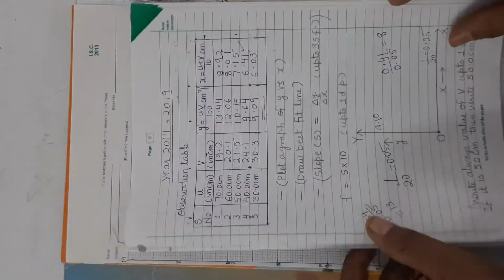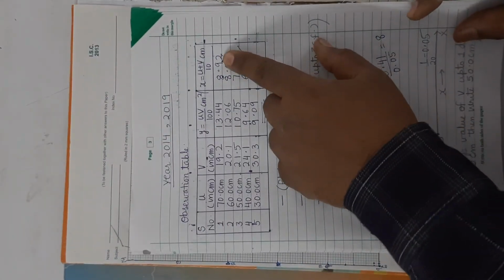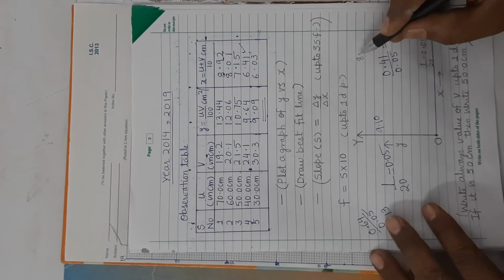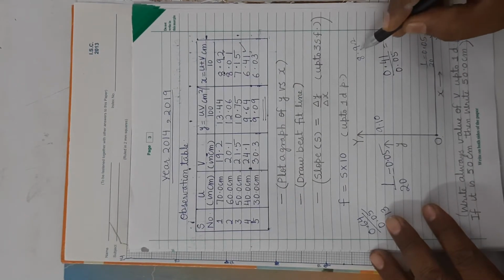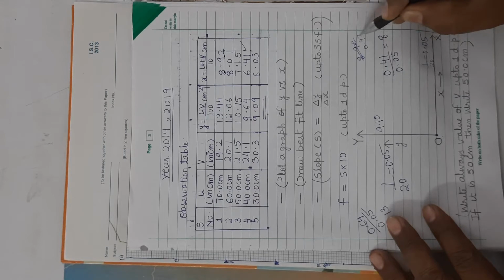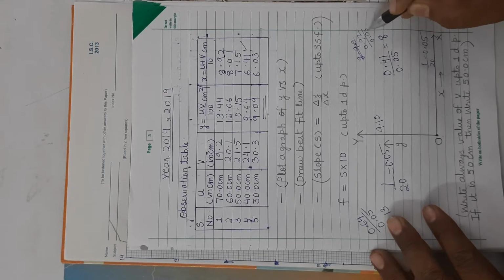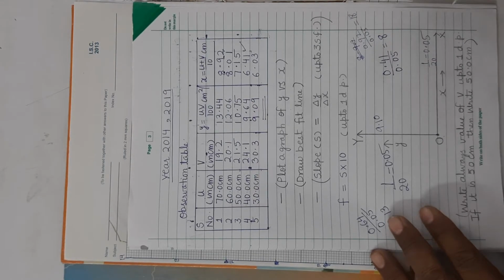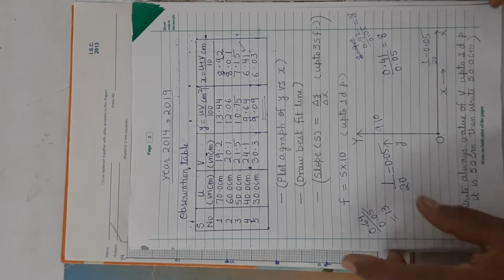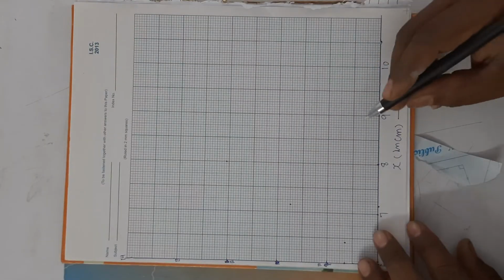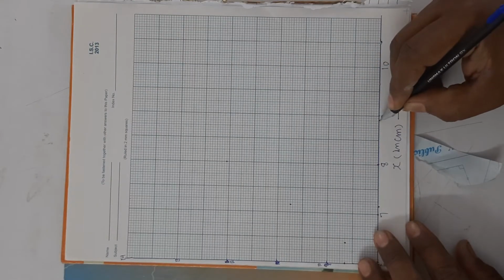Then 8.92. 8.92 means 8 and then 0.92. For 0.92, how many divisions? 18 divisions. You will take 18 divisions. So after 8, 18 divisions means this.